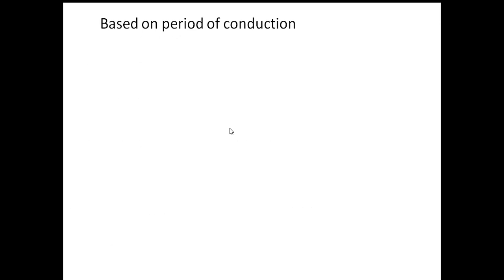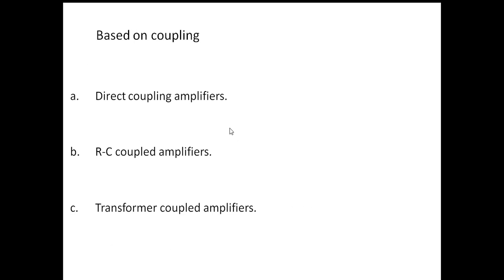Next, based on coupling. Coupling is nothing but the connection of the first stage to the second stage, or the second stage to the third stage, and so on. This is also called cascading. In electronic circuits, whenever we want to couple or connect one stage to another stage, it is nothing but coupling or cascading. Based on that coupling we have three classifications: DC coupling, RC coupling, transformer coupling.